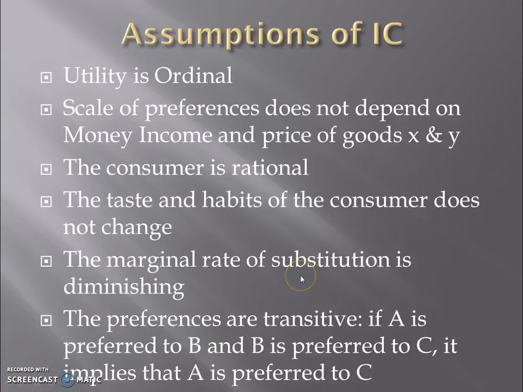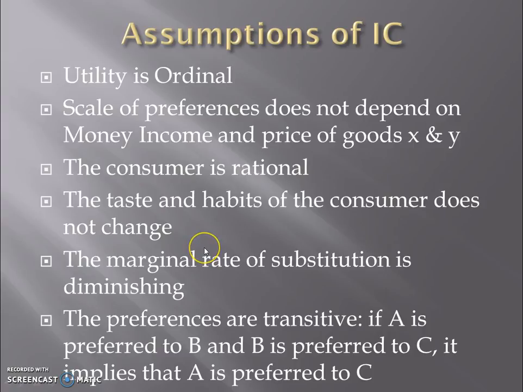Let us look at some of the assumptions of the indifference curve. First, the utility is ordinal, meaning that the consumer can say which good he prefers and which good he does not, or which good he prefers over the other. 2. The scale of preference of the consumer is not dependent on money income or the price of good X and Y, which means that both these factors, the price of goods and the income that the consumer has, does not influence his preferences. 3. The consumer is considered to be rational. 4. The taste and habits of the consumer does not change.